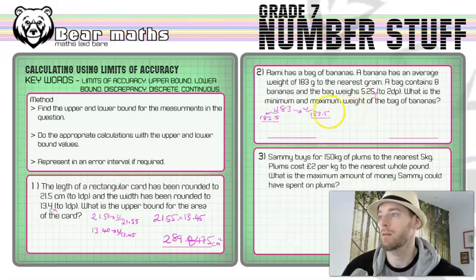Let's just look at the bag for a minute as well. So the bag itself weighs 5.25 grams. So 5.25, lower limit and upper limit for those.